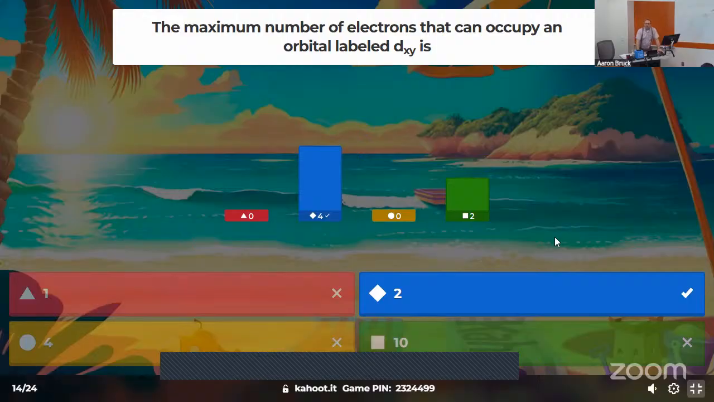The key word in this problem is orbital. Orbitals can only hold 2 electrons. It doesn't matter what kind of orbital they are. So now if it was asking you about the d sublevel, green would be the correct answer. The d sublevel holds 10 electrons. But it wasn't asking you about the sublevel. It was asking you about the orbital itself. And the orbital can only hold 2 electrons.